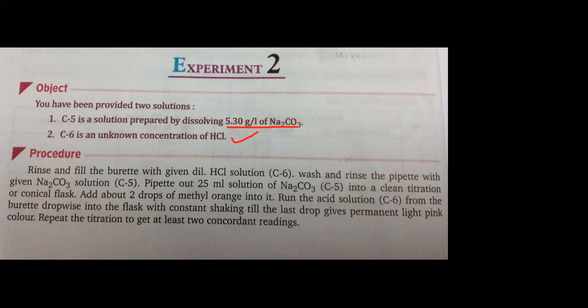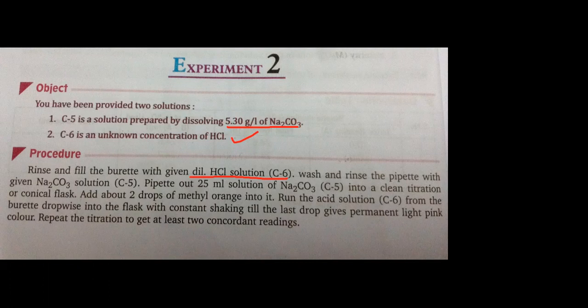Now, as I told you, instructions will always be given. So, you see the procedure is given. Rinse and fill the burette with the given dilute HCl solution C6. So, you have to fill the burette with HCl solution. You will wash and rinse the pipette with the given sodium carbonate solution. So the sodium carbonate solution will go in the conical flask. You must know that sodium carbonate is a salt of a strong base and a weak acid. So a solution prepared from sodium carbonate will be basic in nature.